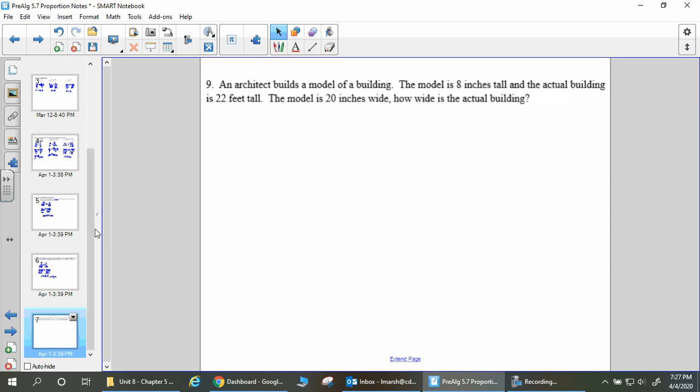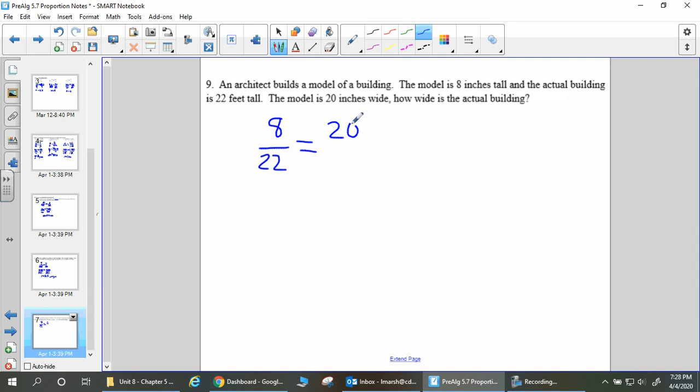This one, again, I'm just going to set my fractions up as I read the problem. So the model is 8 inches tall. The actual building is 22 feet tall. This is where you want to be careful. The model is 20. The model was the 8. So the 8 and the 20 need to be sort of in the same spot, meaning they both need to be on the top. The actual building is what I'm looking for. So notice that my x, or whatever letter you're using, is not always in the same spot. Just keep that in mind.